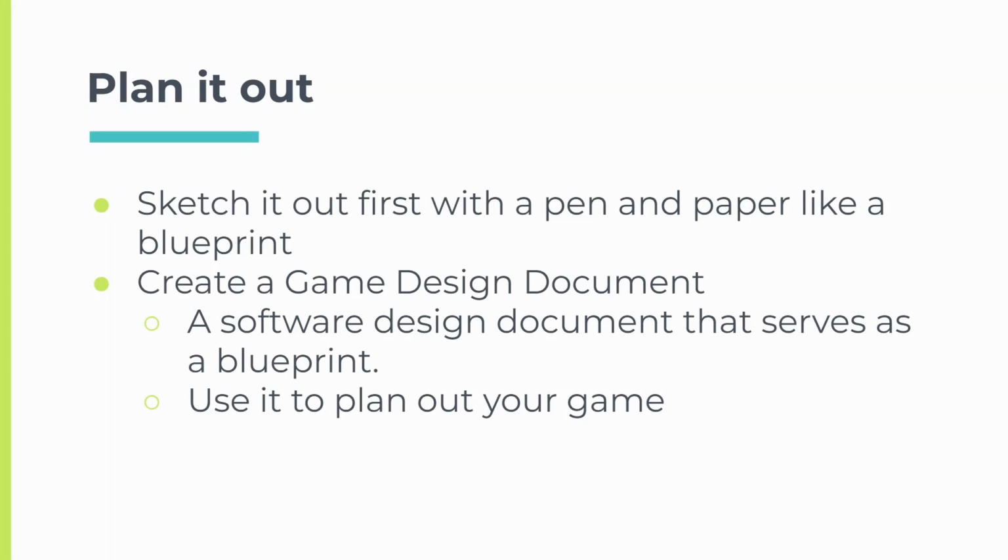arrows, that's good too. So when you're making the level, the best way to do it is plan it out first. You can just sketch it out with a pen and paper, or you can create a game design document. We haven't really talked about that. It's a software document that serves as a blueprint. You can plan out your whole game in it. You can look up some different ways to do that as well.